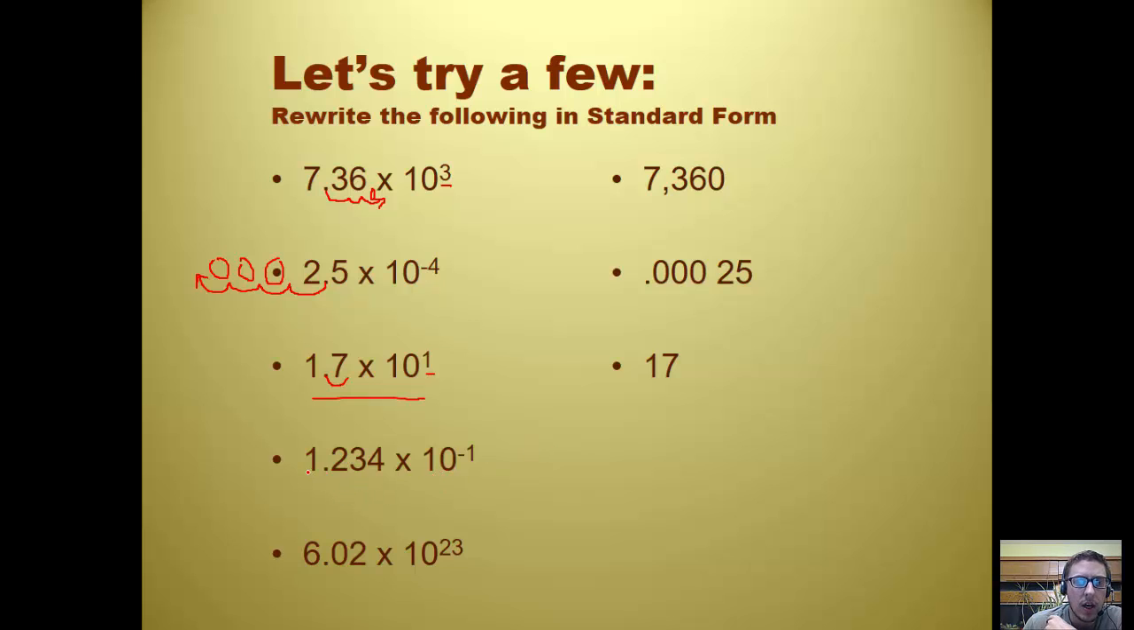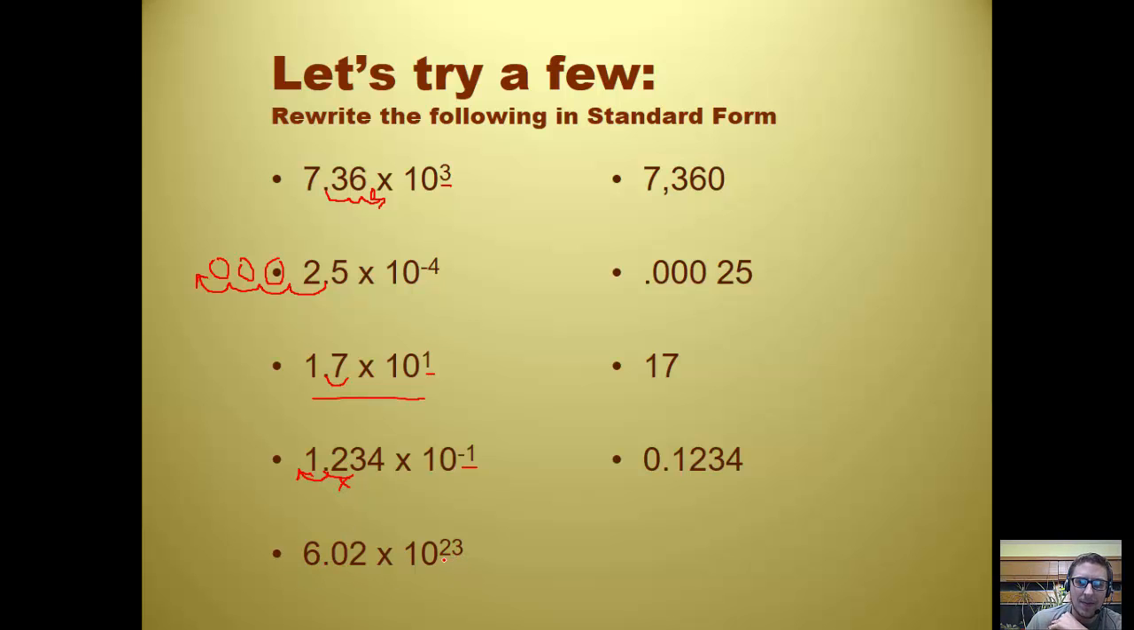How about this one? 1.234 times 10 to the negative first. Which direction are we going to move? This way, right? No, it's a negative exponent. Come on. We're going to move this way, not this way. So we have 0.1234.